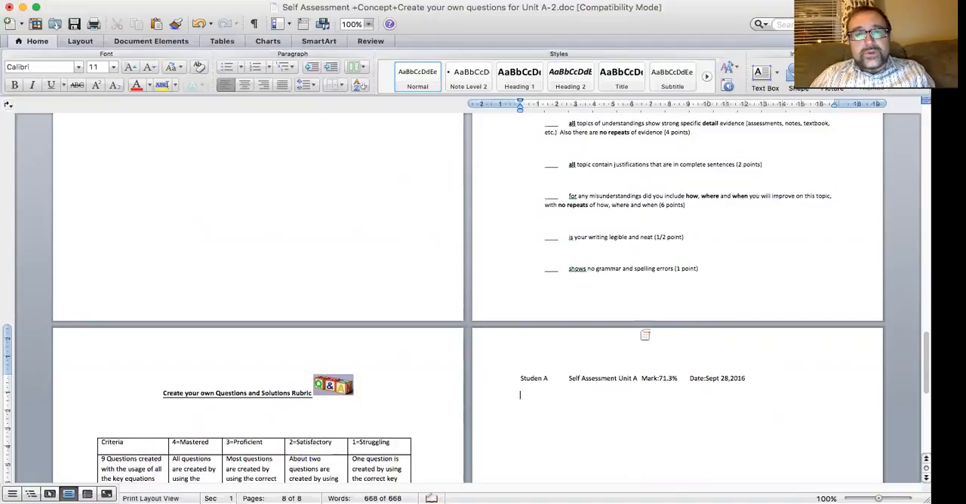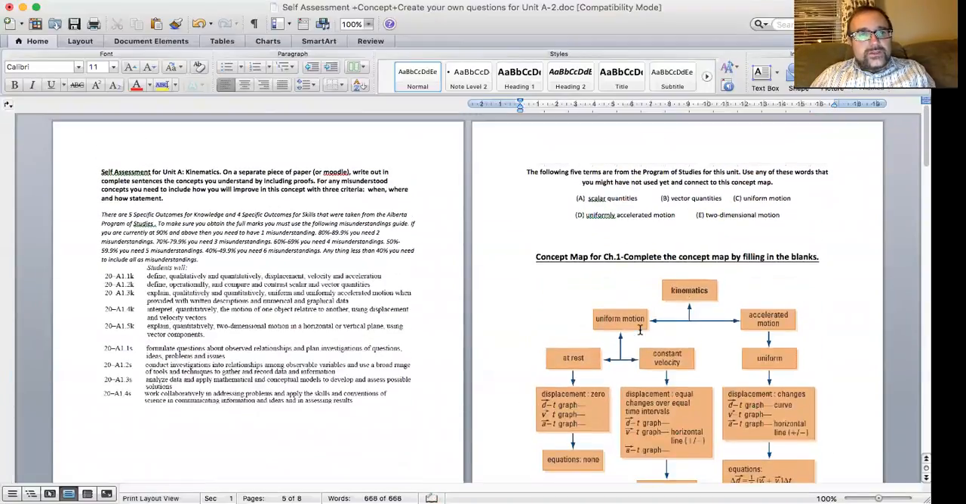Awesome. So the next part of the mission is going back to here, and let's read it. What it says, 20-A1.1K, defined qualitatively and quantitatively displacement, velocity, and acceleration. So if you believe you mastered this concept of understanding qualitative and quantitative displacement, velocity, and acceleration, you would say, I understand this concept. But keep in mind, since you are in that range of 70 to 79.9, 71.3%, you need to show me 3 misunderstandings. So look through the list and decide which 3, at least 3, keep that in mind, that you think you still don't understand.